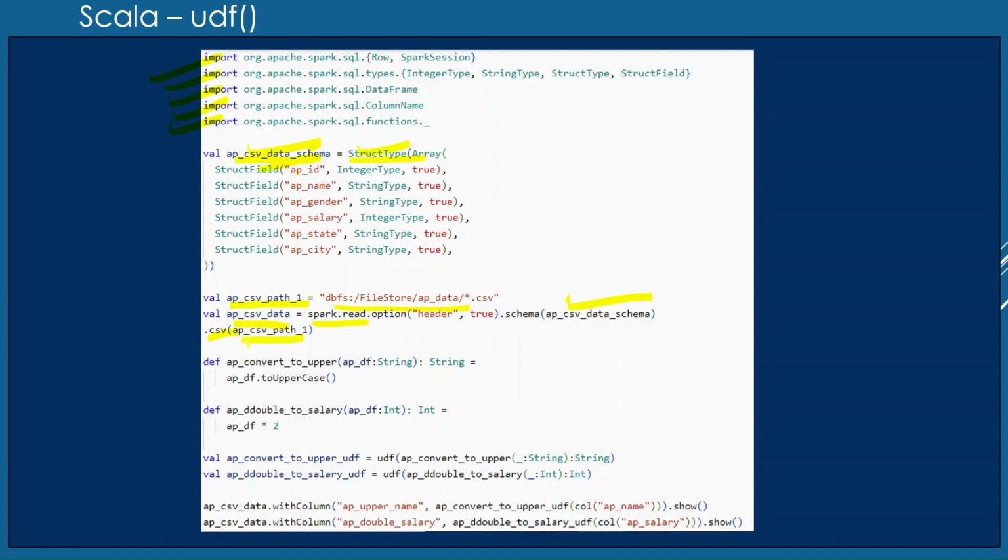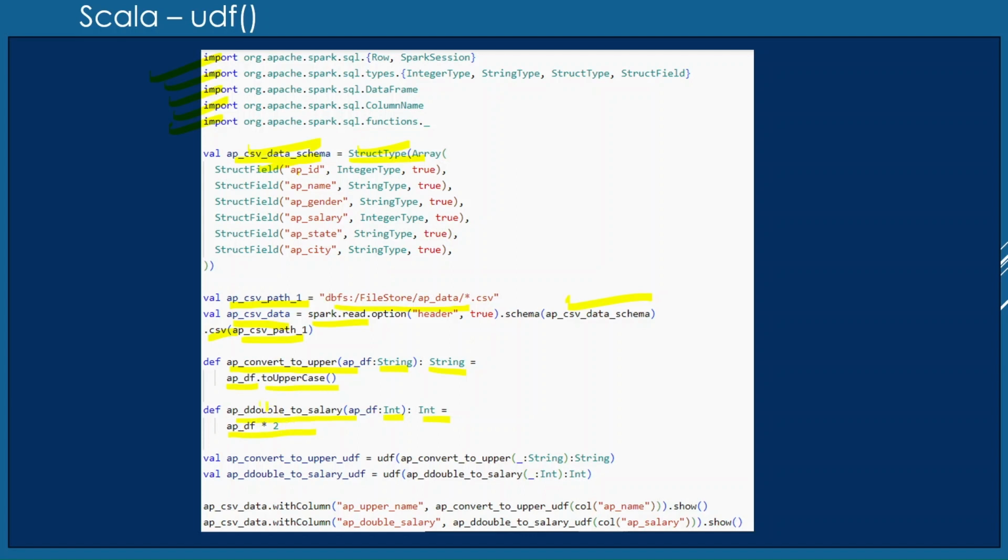Once this data frame has been created, I am creating two functions. One is the AP convert to upper function. It takes a string as a parameter and returns a string. It will take this string and convert it into uppercase. Same thing we are doing here. We are creating one function named AP double salary. This function will take an integer value and return an integer value. It will only multiply this supplied value with 2.